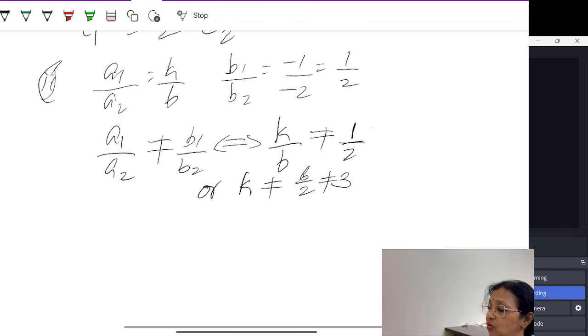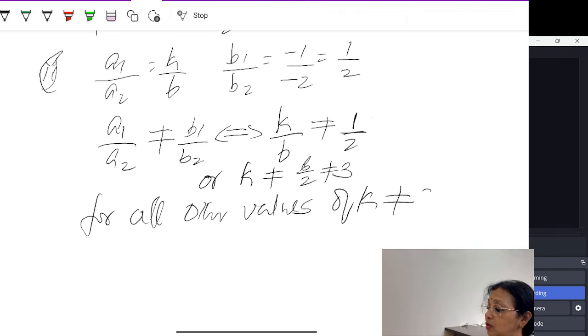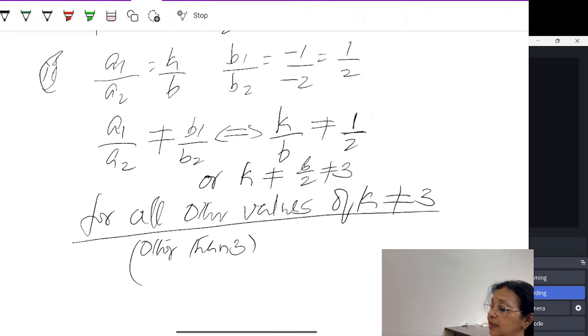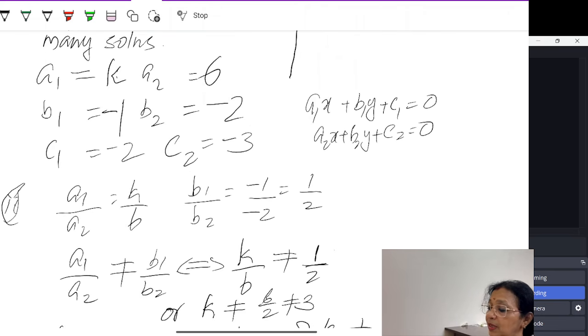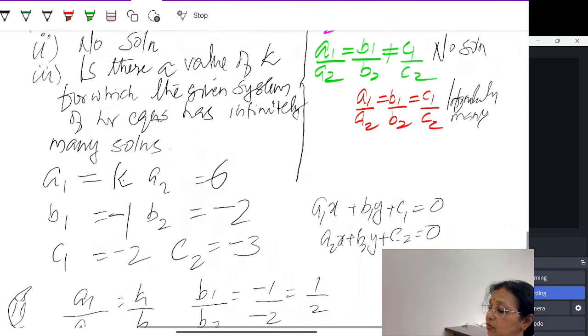That means for all values of k other than 3, the system has a unique solution. Not equal to 3 means other than 3, the system has a unique solution. Okay, clear? Now let us do the second one.